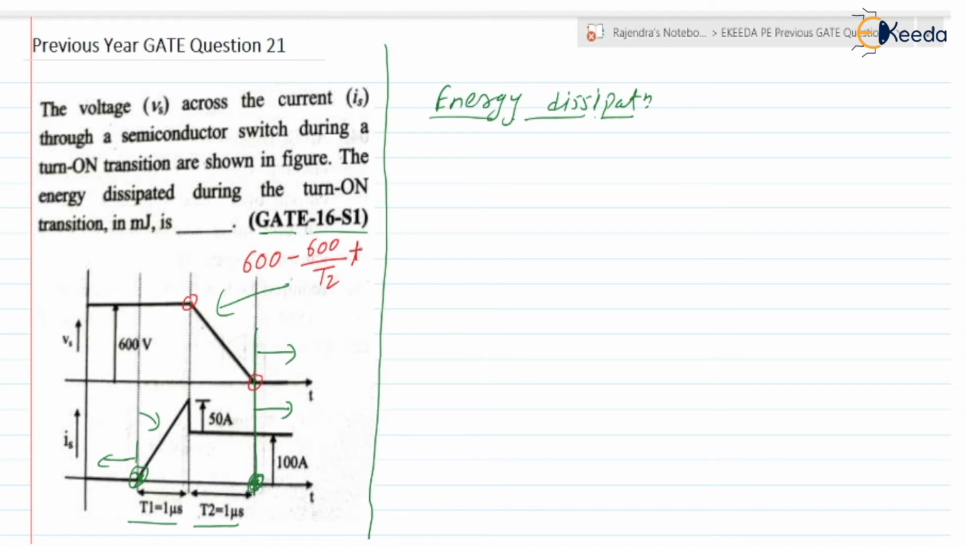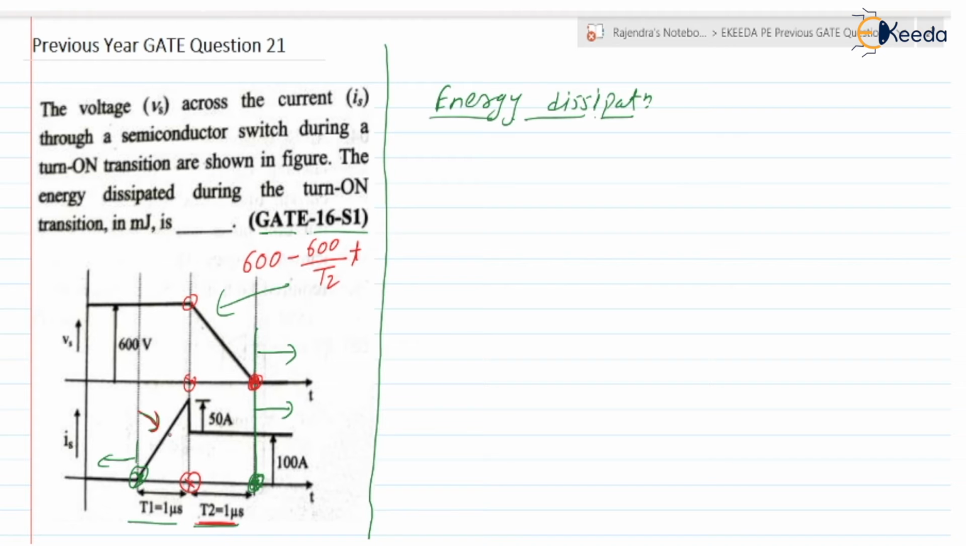This waveform is valid only after this instant, so this expression is valid only during the interval t2. For this expression, t equal to 0 means this instant. At t equal to 0 it is 600, so at this instant it is equal to 600. At t equal to t2, if you put t2 here, it will be 0. Similarly, can we write the expression for this curve?